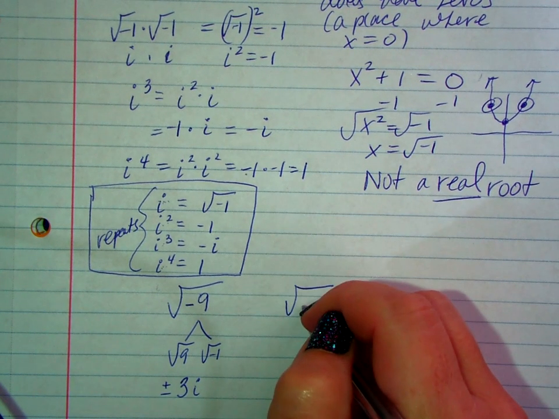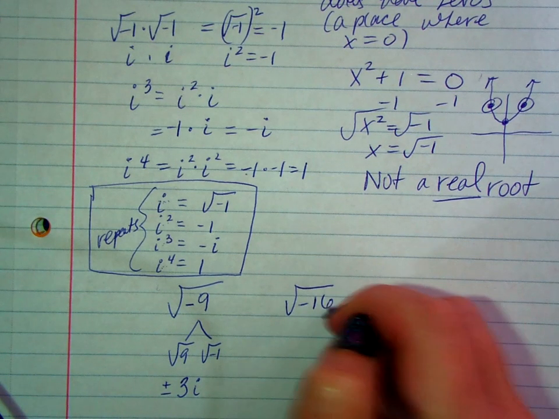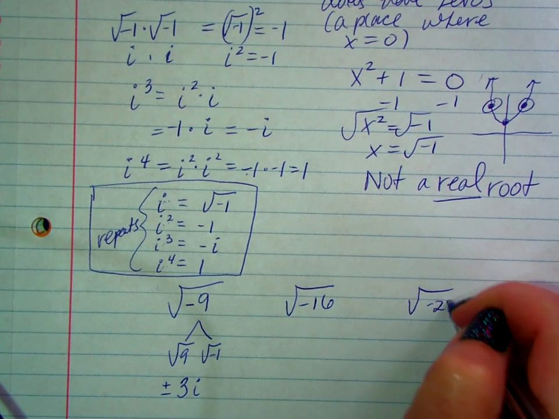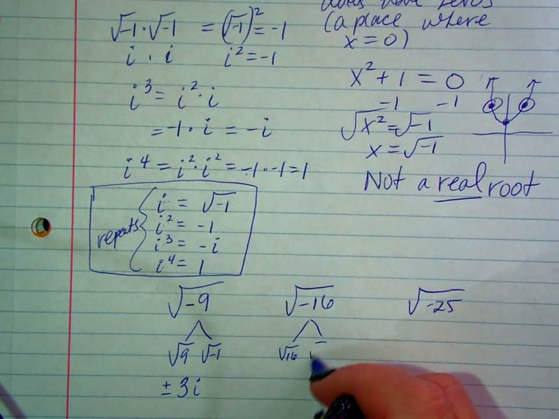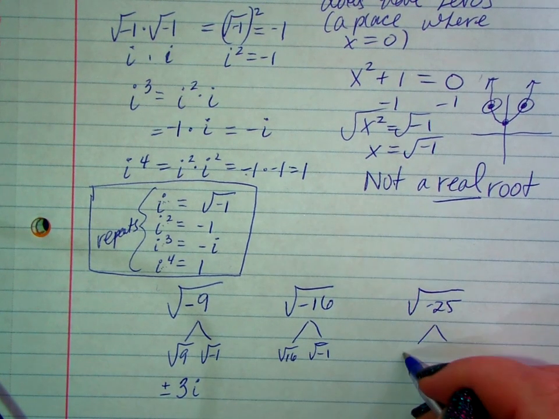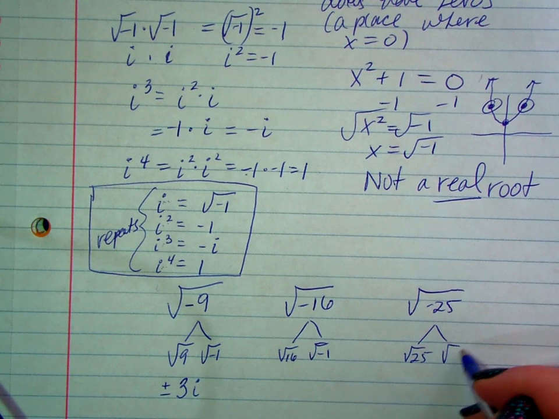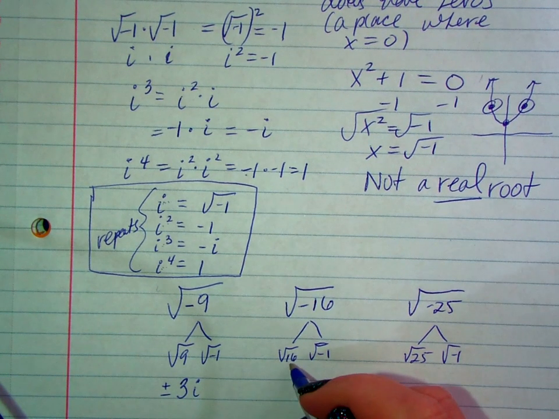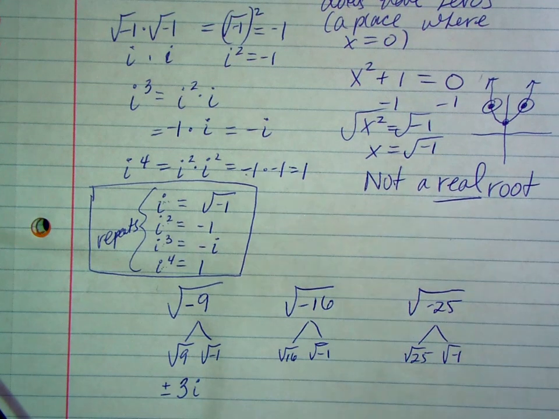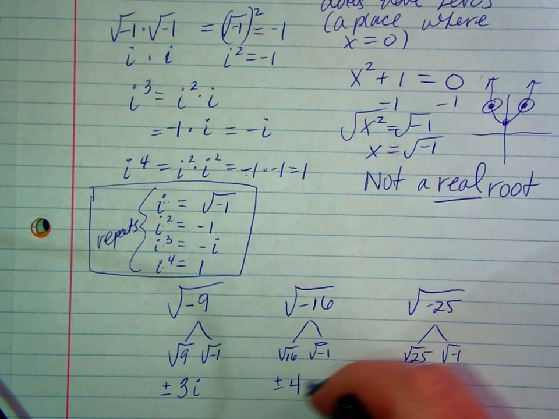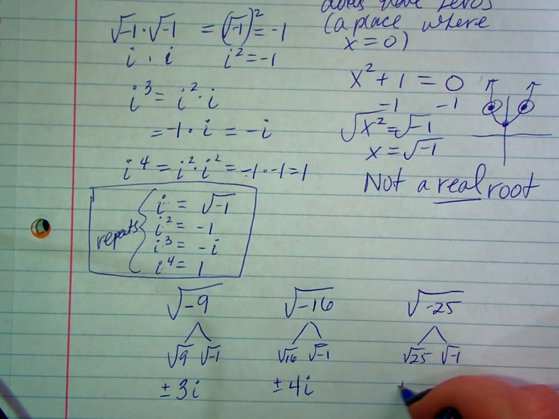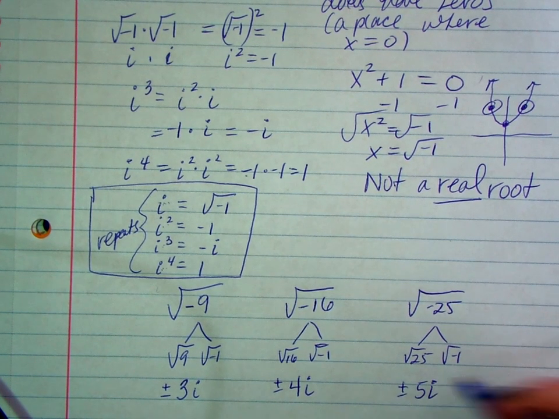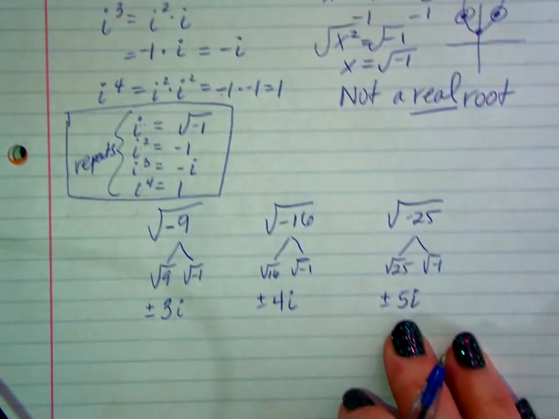So let's go try a couple more. Try the square root of -16 and the square root of -25. Again, we break it up into the positive root and the root of -1, the positive root and the root of -1. What is the square root of 16? It is plus or minus 4. What's the square root of -1? It's I. And same for over here. It would just be 5i.